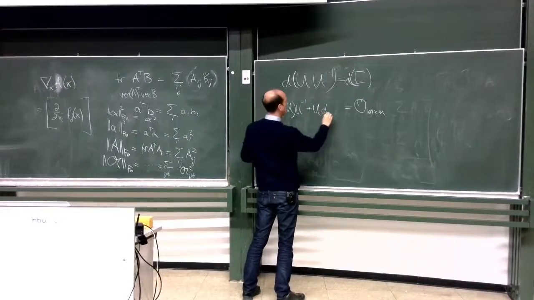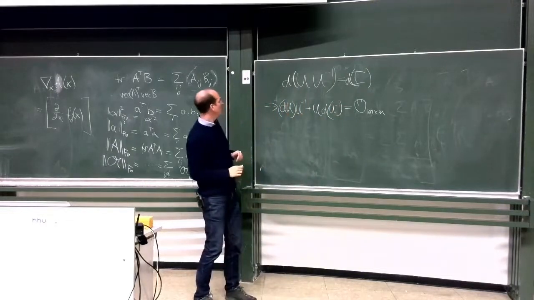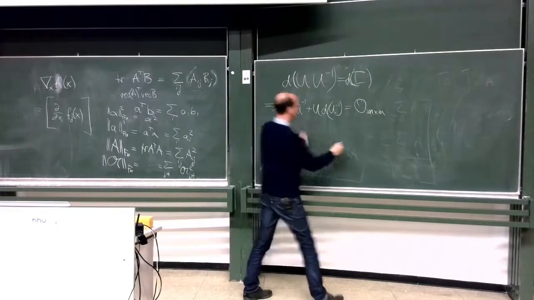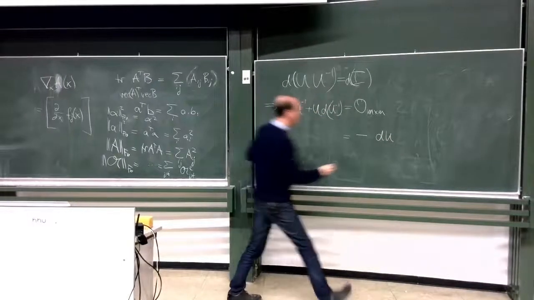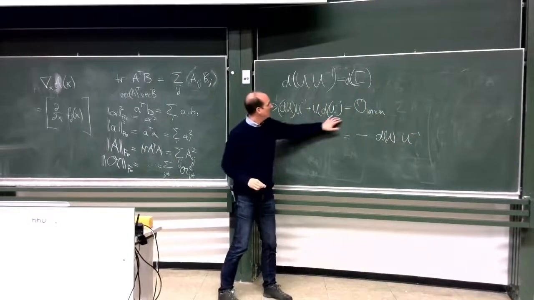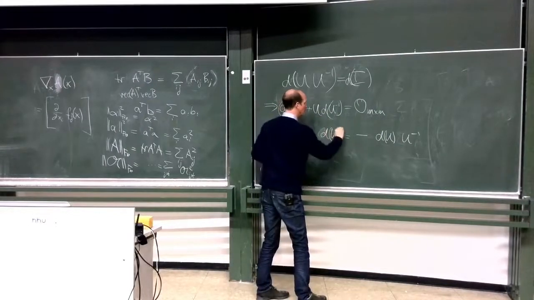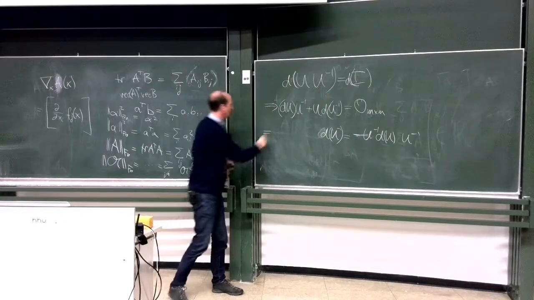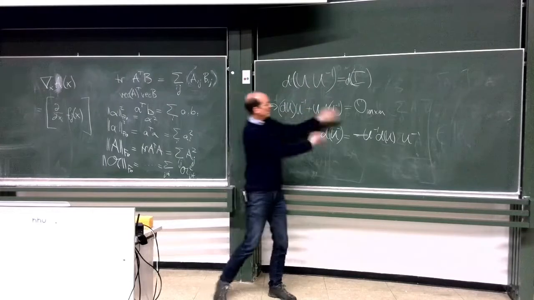d u inverse. Okay, great. So now I can bring this one to the other side. So I'm getting over here a minus du, and I'm still having that one, but now I'm multiplying from the left also with a u inverse. And then I have the formula. So I'm just applying the product rule to this equation and shuffling around a bit, and I have the formula.